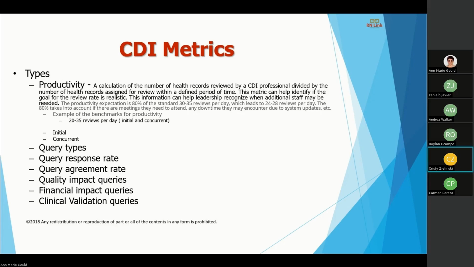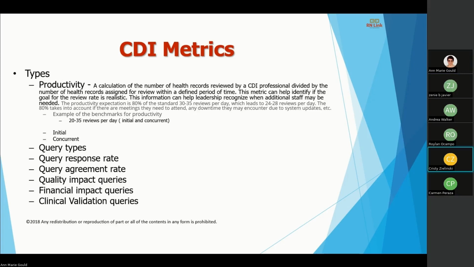And then your query rate over time should go down, right? Because you're educating the docs. So are you going to maintain a query rate of 20 to 25% on a regular basis? You shouldn't, because the provider should be learning with your education. That's the whole purpose, educating them based on the queries, so they improve. That's right. Absolutely.